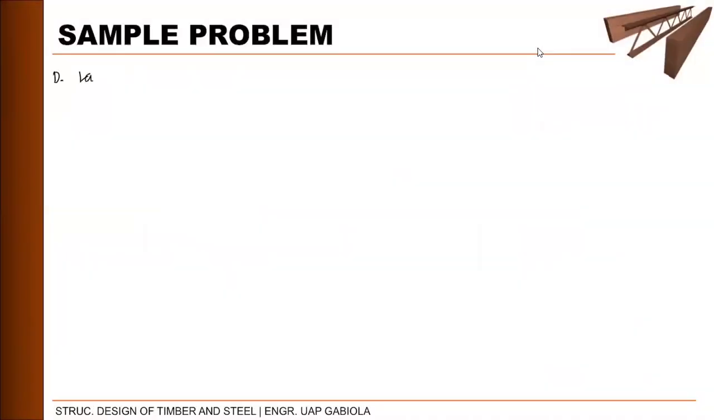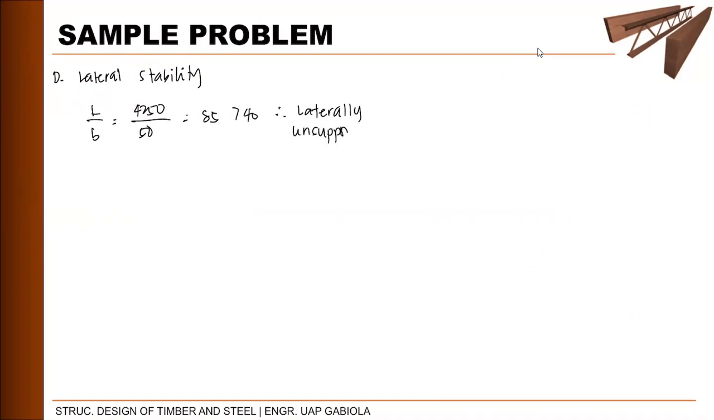Okay? For lateral stability. Okay? So, kunin natin yung L over B natin. So, we have 4,250 all over, yung B natin is 50. So, ang value nito is 85. Which is greater than 40. Which suggests na siya ay laterally unsupported. Kailangan natin ng bridging.